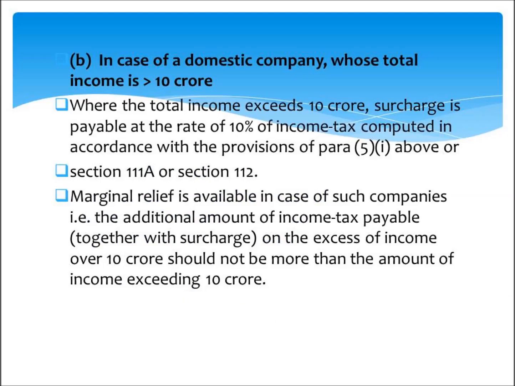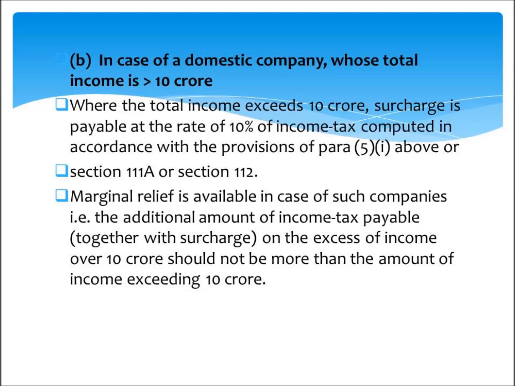Now comes the application of surcharge on domestic companies whose total income is more than 10 crore. We have done in the previous slides the total income above 1 crore and less than 10 crore, and now comes the case of income above 10 crores. Where the total income exceeds 10 crores, surcharge is payable at the rate of 10% of income tax computed in accordance with the rates given in the Income Tax Act. So, when the income is more than 1 crore and less than 10 crore, the rate of surcharge is 5%. And when the income exceeds 10 crore, the rate of surcharge also increases to 10%.